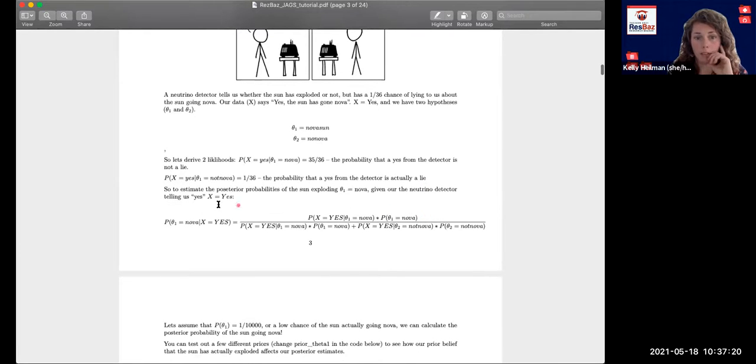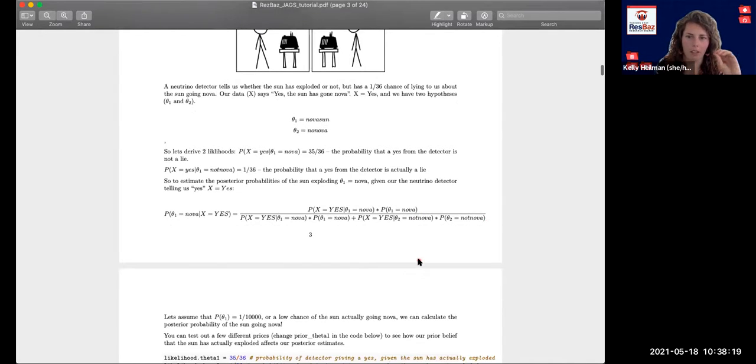So we can use Bayes' theorem to estimate the probability of the sun exploding, given our neutrino detector telling us yes, the sun has gone nova. So that's the probability that the sun has actually gone nova, given that we have data that says yes from the detector. That's equal to the probability that we get a yes from the detector and the sun has actually gone nova times the prior probability that the sun has gone nova. And then in the denominator, we have the probability that we get a yes and the sun has gone nova, again, times the prior probability that the sun has gone nova, plus the probability that we get a yes and it's not actually gone nova, multiplied by the probability that the sun has not gone nova. So that was a lot of me bumbling through that equation.